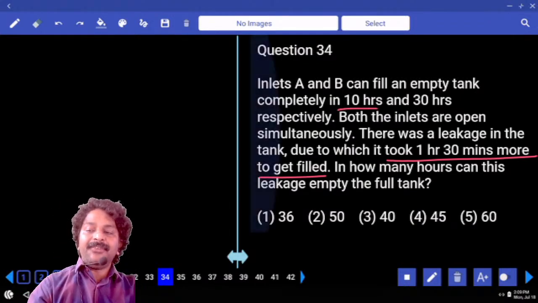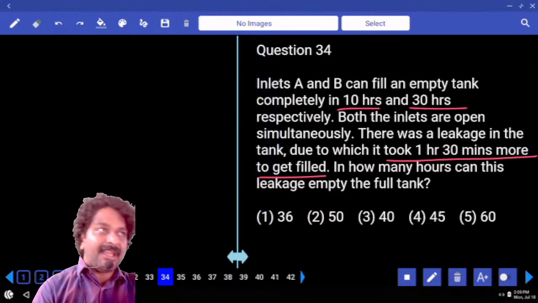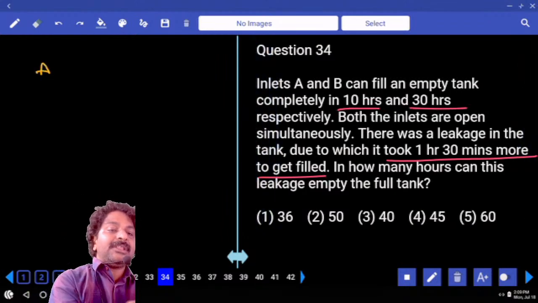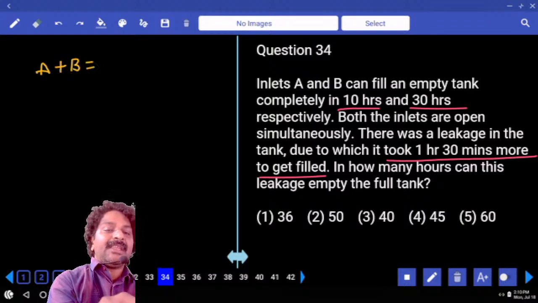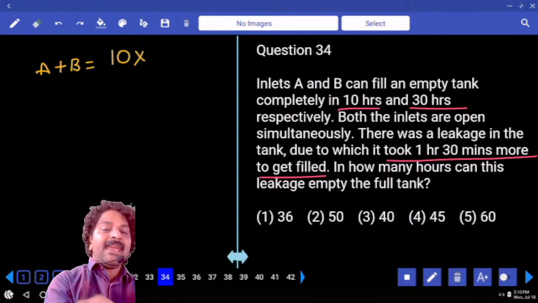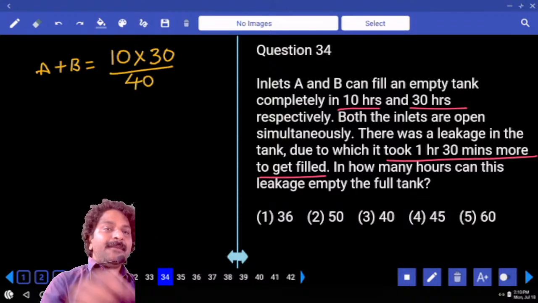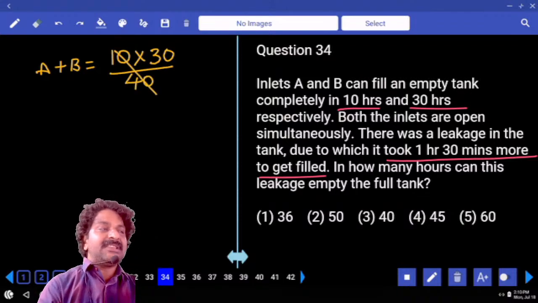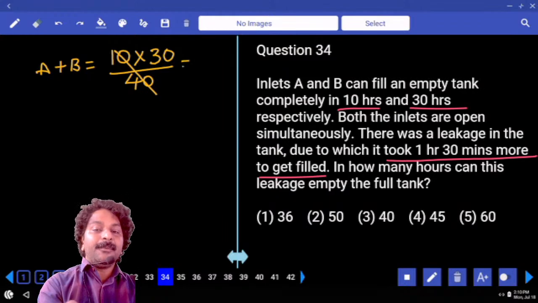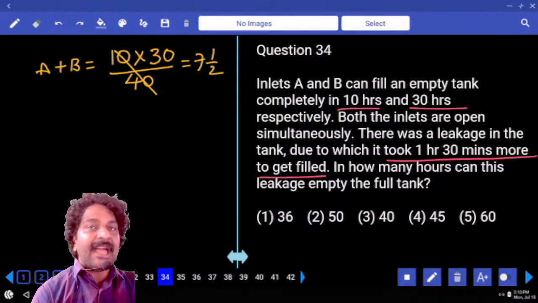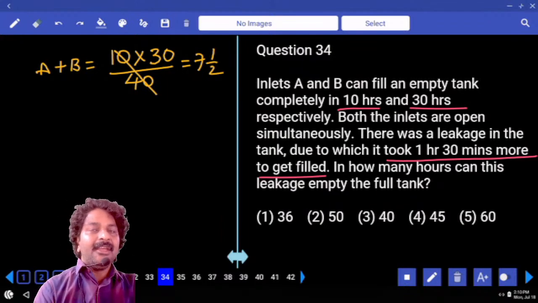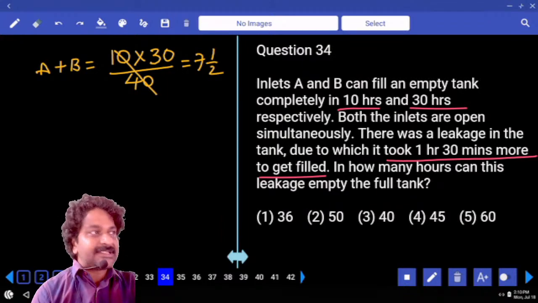Now, if A can fill the tank in 10 hours and B can fill the tank in 30 hours, both A and B together can fill the tank in (A×B)/(A+B). 0, 0 cancel. 30 by 4, 7.5 hours. It takes 7.5 hours actual time to fill the tank if you use only both inlets, clear?